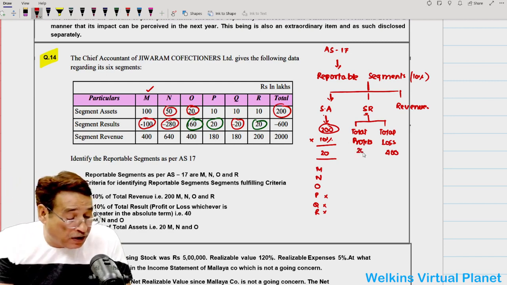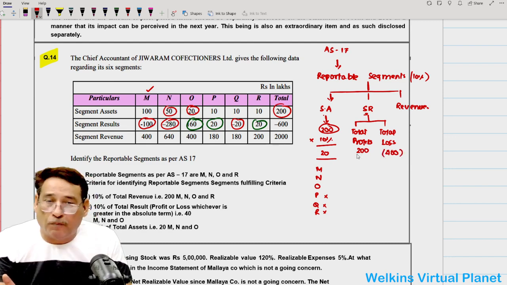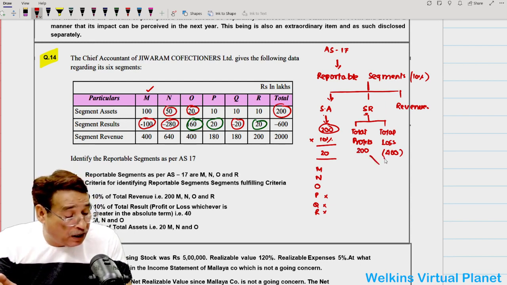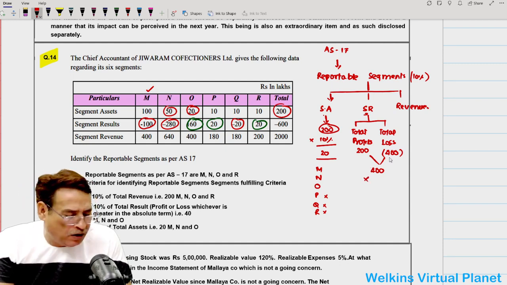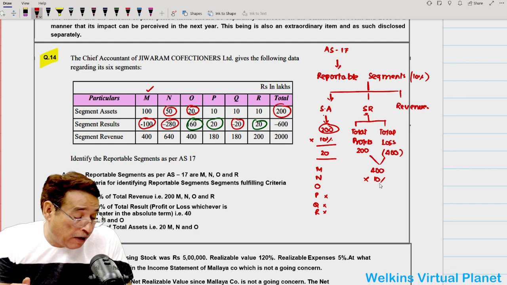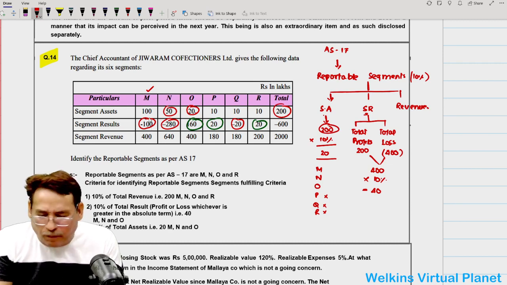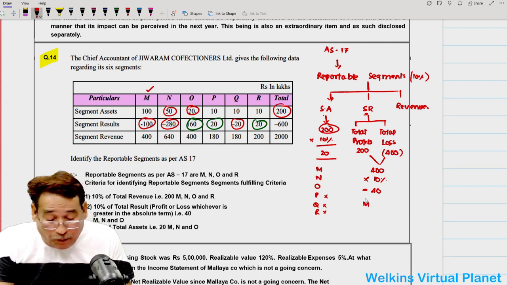In case of results, we have to be careful that this is your loss and this is your profit. But out of this, you will take the higher figure. The higher figure is 400. Irrespective of whether it is loss or gain, you compute 10% of it, so your threshold limit is 40 in this case. Now let us check the segment result, whether loss or profit, don't worry about that. It is 100, and 100 is more than 40. So in this case, M is a reportable segment.